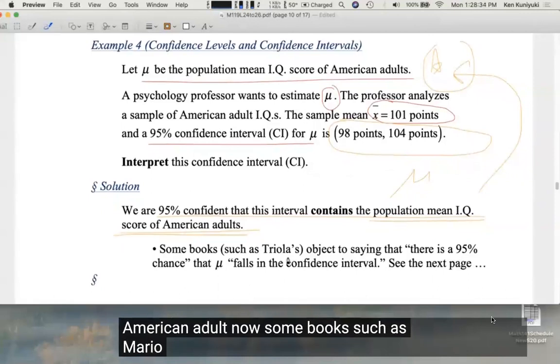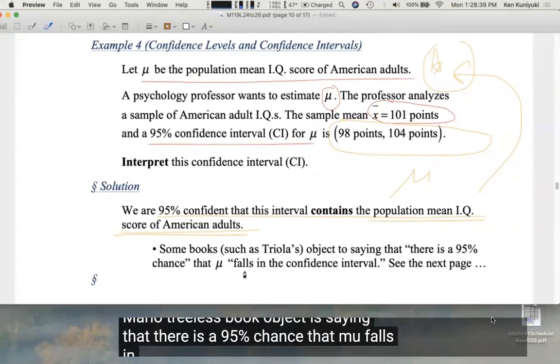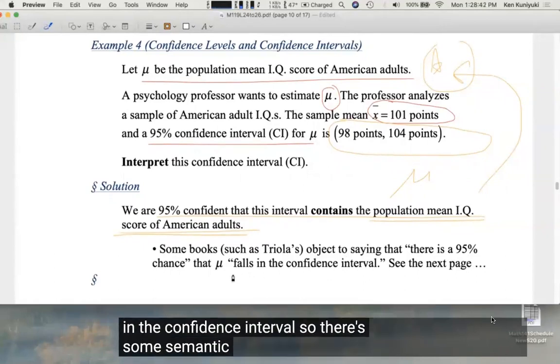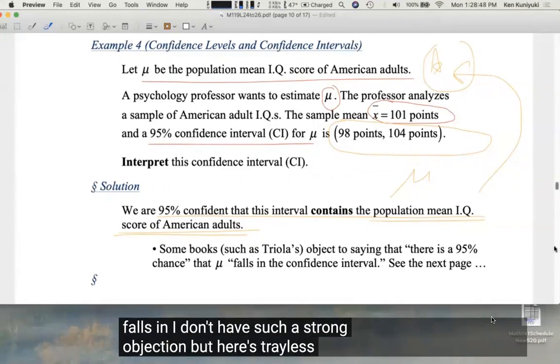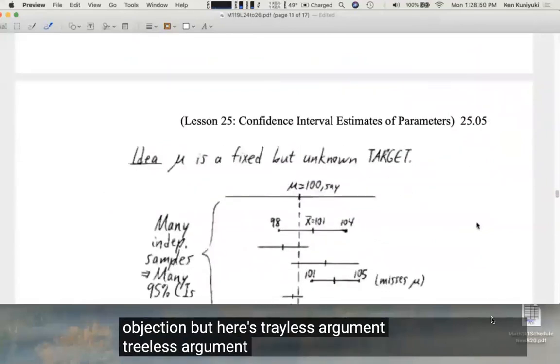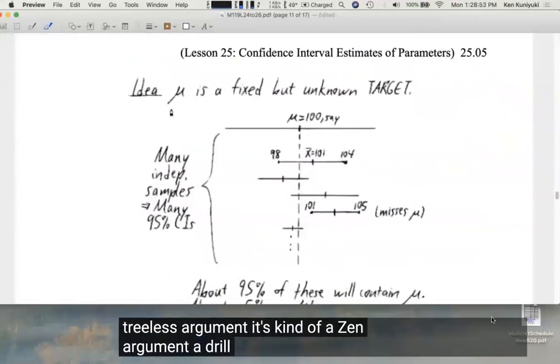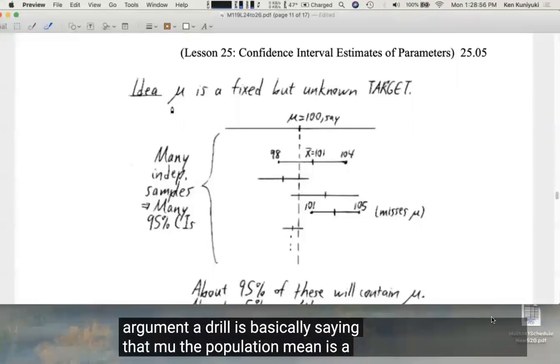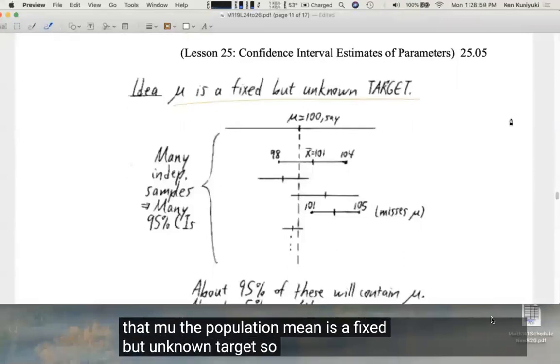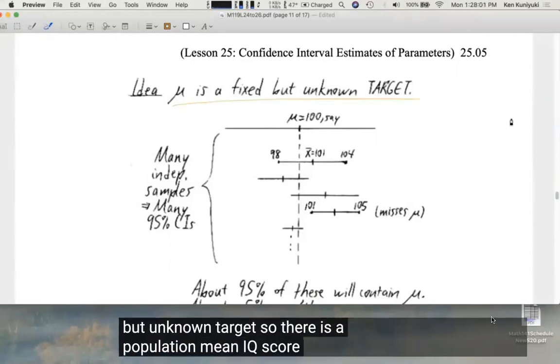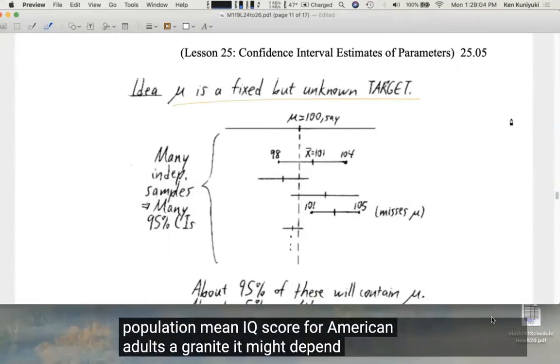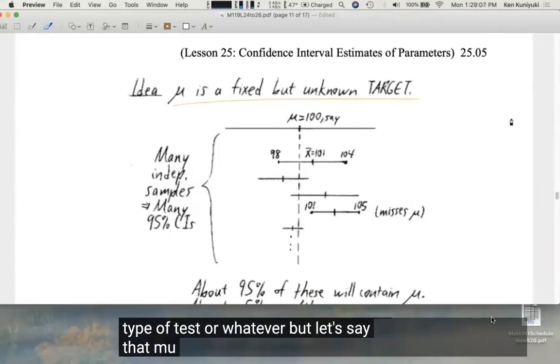Now, some books, such as Mario Triola's book, object to saying that there is a 95% chance that mu falls in the confidence interval. So there's some semantic objection to this term falls in. I don't have such a strong objection, but here's Triola's argument. Triola's argument is kind of a Zen argument. Triola is basically saying that mu, the population mean, is a fixed but unknown target. So there is a population mean IQ score for American adults. Granted, it might depend on the type of test or whatever, but let's say that mu is a particular fixed but unknown target.